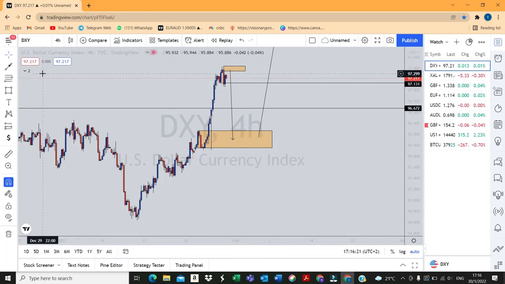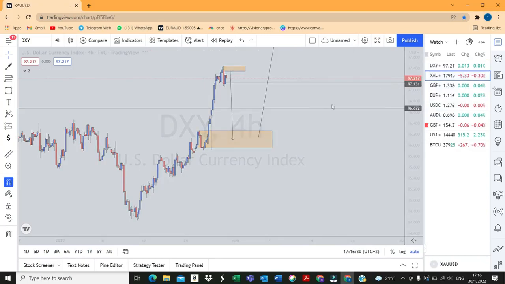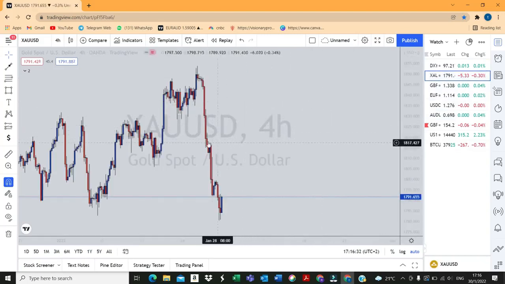That will enable us to go to the other pairs that we have to analyze, right? So from here, let's go to gold. Then we get to analyze what we have on gold. So gold is also called XAU USD, right? As you can see there.